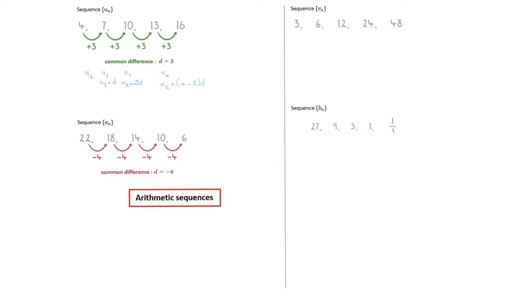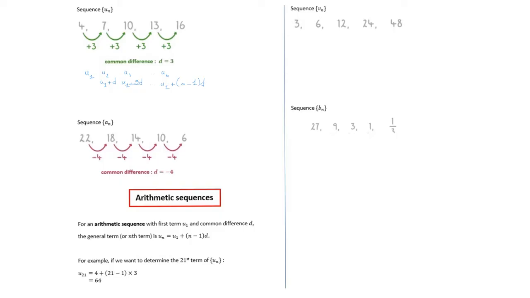So we have a formula for the general term of such a sequence, which is very useful. Why? Because thanks to this formula, we can determine any term of this sequence. For example, if I want to determine what U21 is, I can do it now. And for that, I will substitute 21 for n. So I will get U21 equal to 4 plus (21 minus 1) times 3, which is equal to 64.